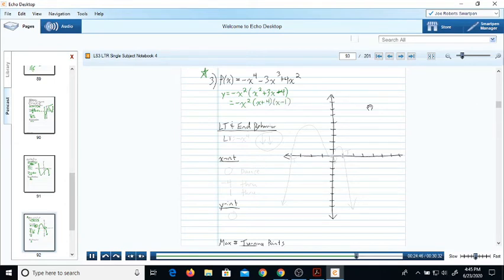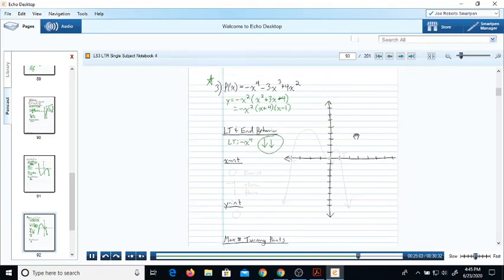So our leading term is negative x fourth. We can see that in the original expression before we factored. Notice it's negative and even. Even degree tells us the tails are going in the same direction. Negative means both down. So there's our end behavior.